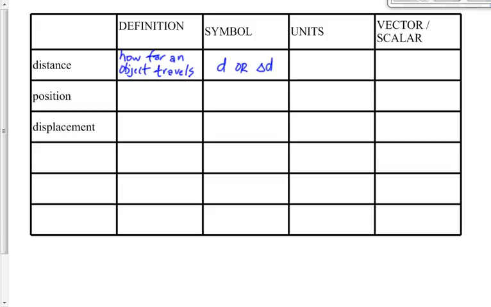Units for distance? Well, there's all kinds of units that we could use for distance. Kilometers, meters, light years is a unit of distance. The distance that light travels in 1 year, it's a pretty big distance. The typical units or the standard units for distance are meters. And finally, yesterday we defined a vector and a scalar. We differentiated between the two of them. Distance is a vector or a scalar? In other words, does direction matter or not?